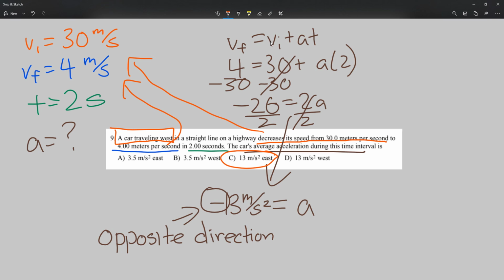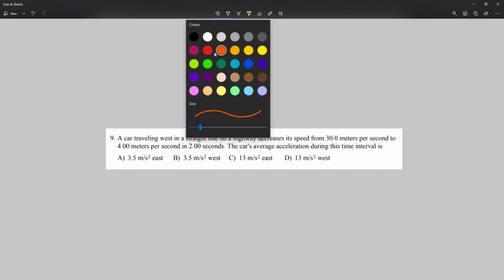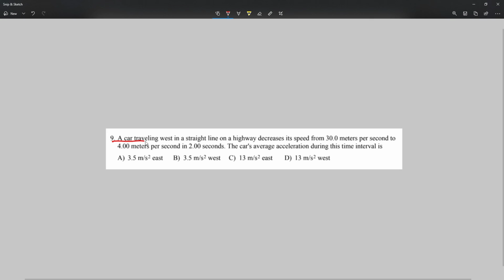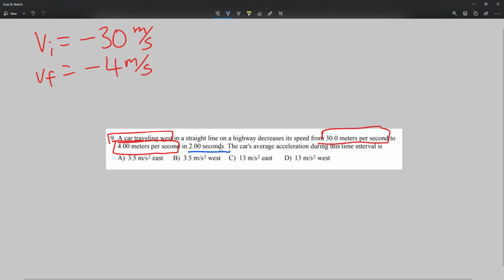This is really important. There's another way to solve this. Because again, you could have taken your west direction as negative in the first place. So you could have underlined west, and then your speed would be 30, and your final would be 4. You could have done VI is equal to negative 30 meters per second, and VF is equal to negative 4 meters per second because it's going west in 2 seconds. And so your car's average acceleration is what? And you would have done the same exact formula.